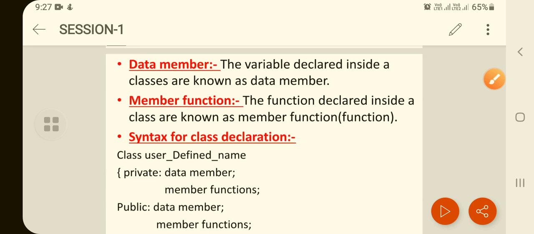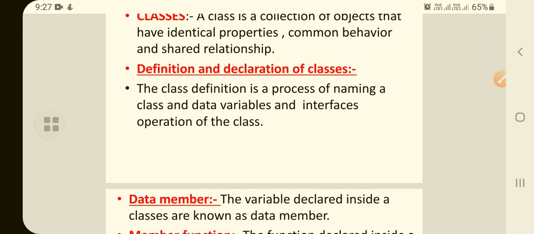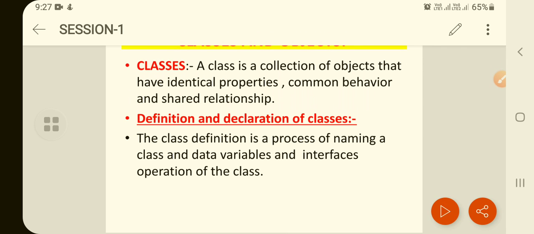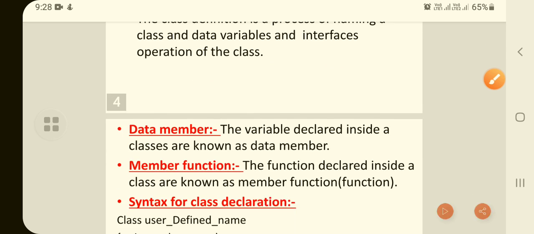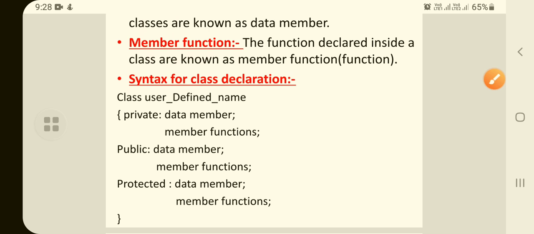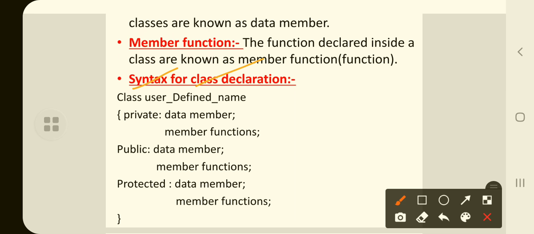See, once again I will explain this. So you should know what you mean by class. So class is what? It is a collection of identical objects which will have common behavior and shared relationship. In simple terms, class is a collection of objects. Okay. So how do you define a class? It will have a class name followed by an opening brace and a closing brace, and it will have member functions and data members.